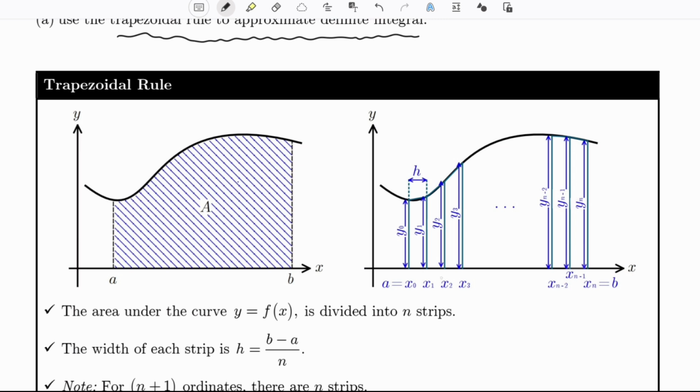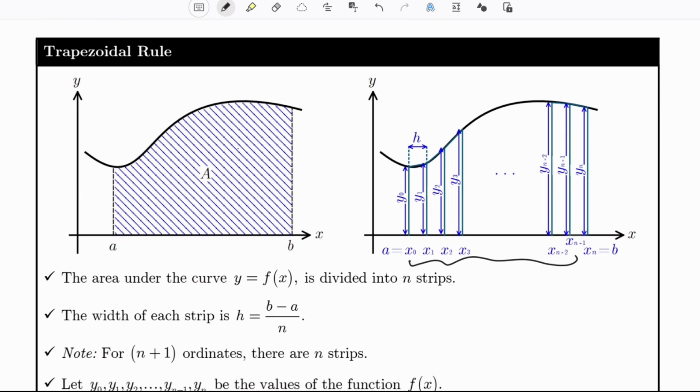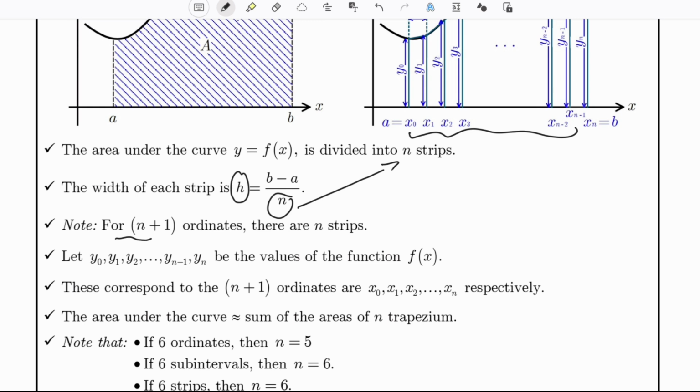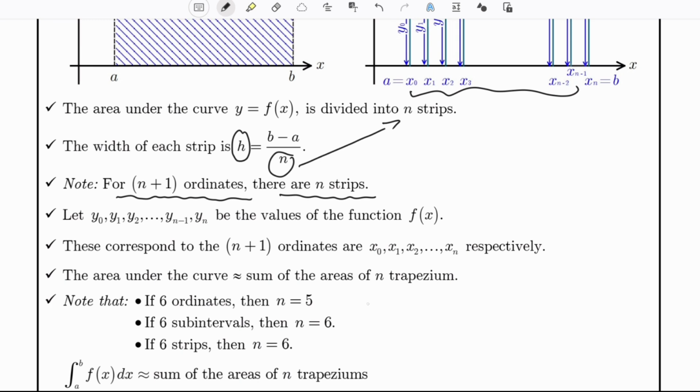It can be divided into n number of strips. The width of each strip is h, meaning b minus a over n, where n is the number of strips. Please take note that for n plus 1 ordinates, there are n strips. This is illustrated below. If 6 ordinates, n is 5. If 6 sub-intervals, n is 6. 6 strips, n is also 6.